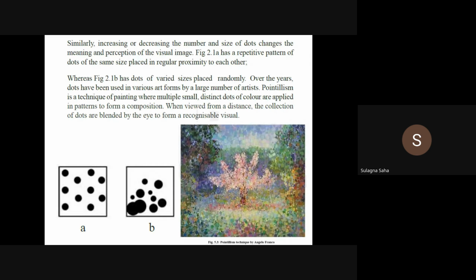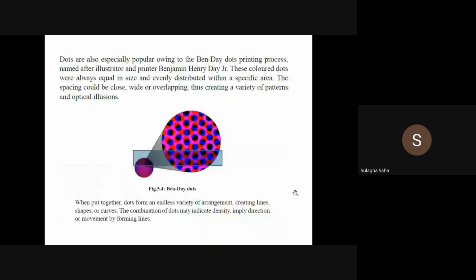And this technique is often called pointillism, where we use multiple small distinct dots of different colors, and those are applied in a sort of pattern to form a composition. When we view this from a distance, it creates a composition which is a recognizable visual. So if you look at this image, it is a technique by Angelo Franco, creating a painting.